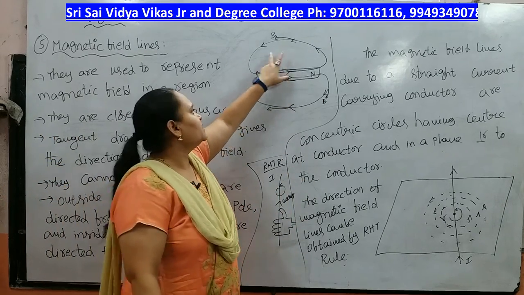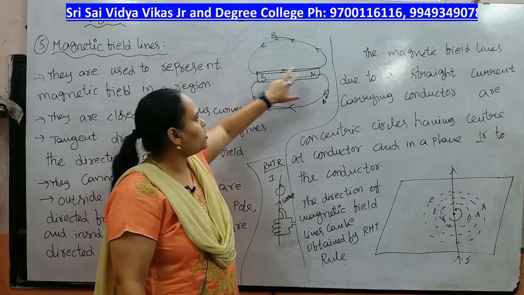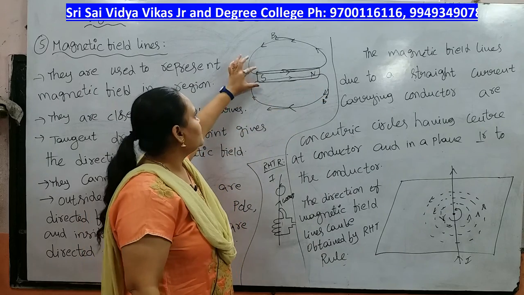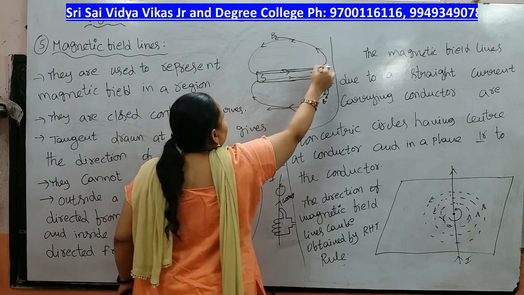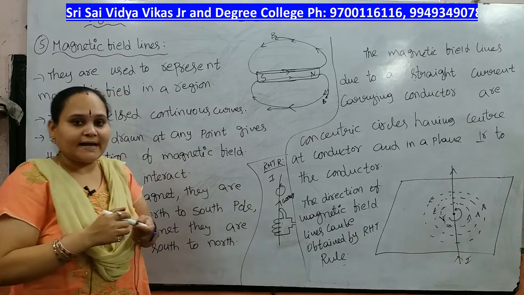Let us observe the diagram once. This is the bar magnet, N and S. This is the south pole of the bar magnet. This is the north pole of the bar magnet. These are the magnetic lines, the magnetic lines of force. So we can do the practical.